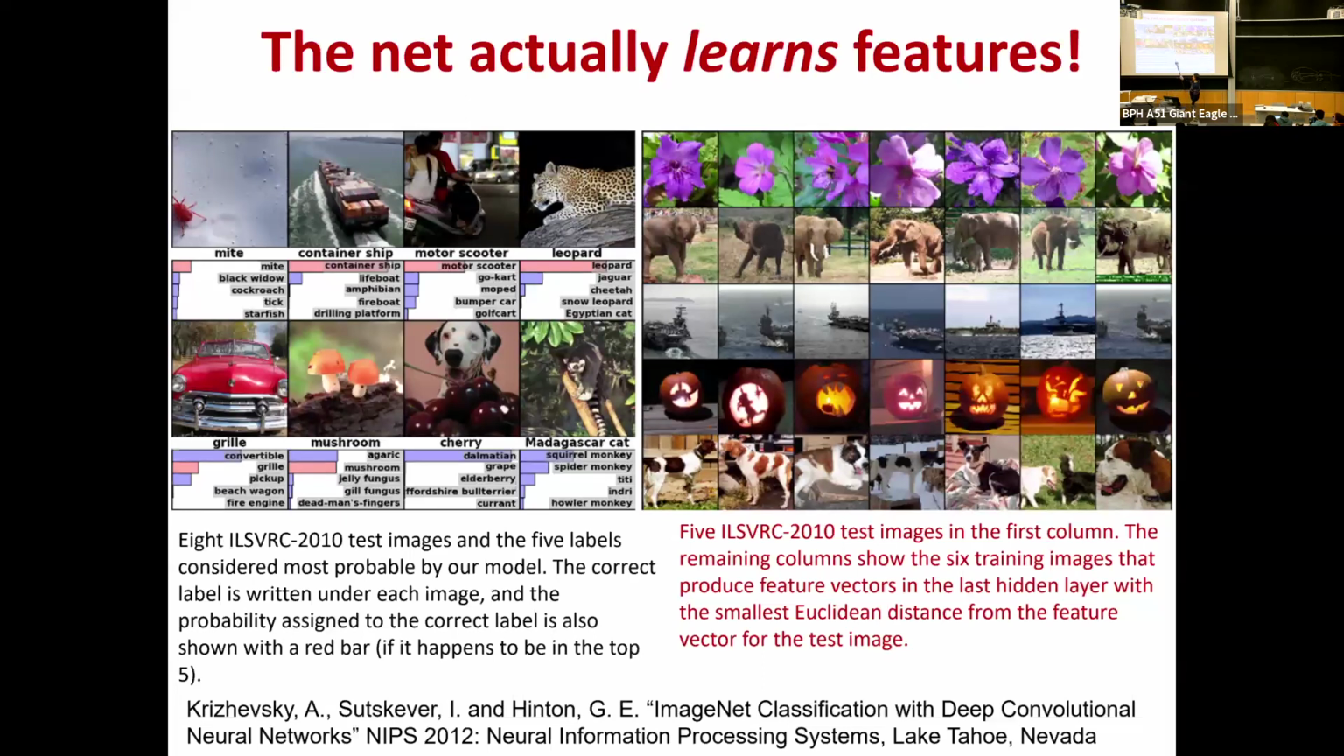And when it goes wrong, it did things like this. This is actually a Madagascar cat. It's calling it a squirrel monkey. The two look very similar. In this case, the label is cherry, and the image thinks it's a Dalmatian. I don't blame it, right?